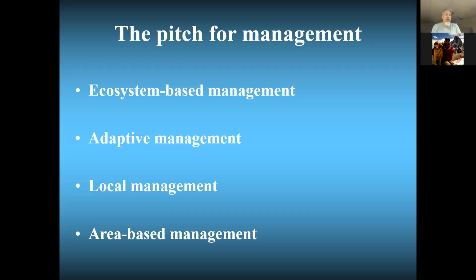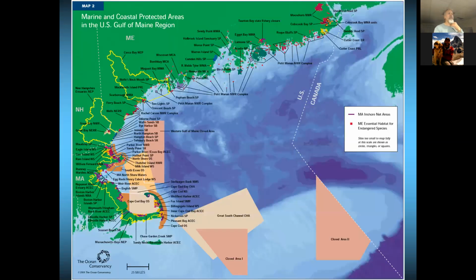And then we count on local management and area-based management to help in this process of getting towards the ideal of ecosystem-based management, which on its face is actually very, very challenging to arrive at. And if you're interested in that, you just have to take the advanced fisheries class, not fish ID and sampling. This is a little bit dated now, from 2001, showing all of the closed areas or marine protected areas in the Gulf of Maine region. There are a few more now, but not that many more.